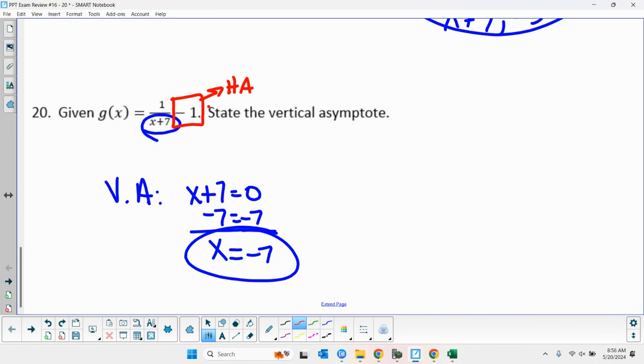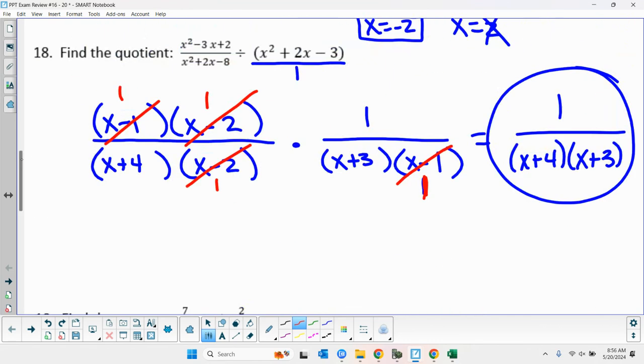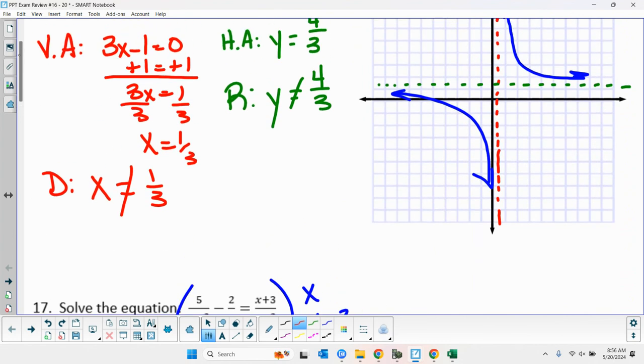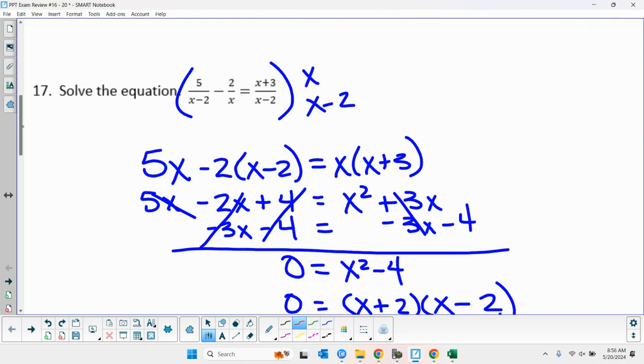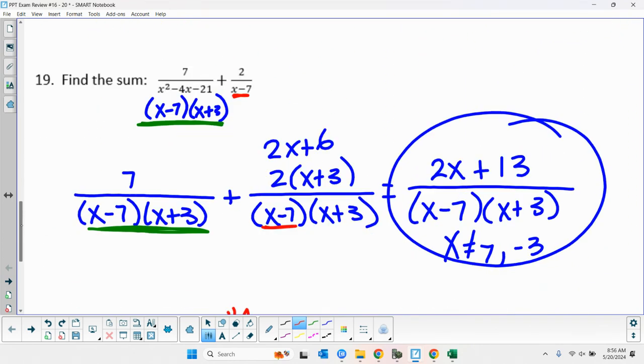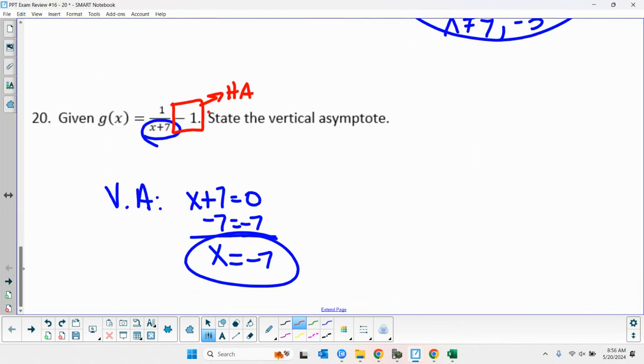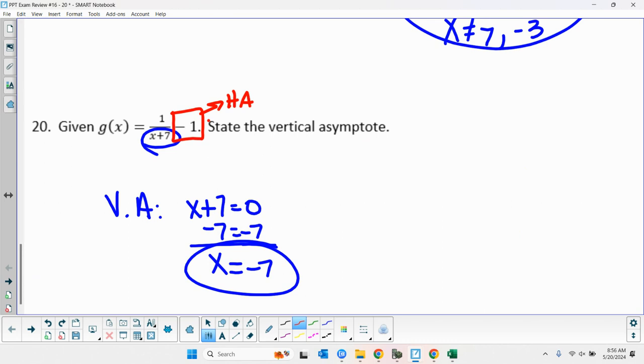Number 20 and 17 or 16 are different forms of the same type of problem. This was just a regular fraction over here. We had this fraction, and then we had the plus or minus whatever goes out here. So if it's -1, the horizontal asymptote's -1. If that was +1, horizontal asymptote would be positive 1. So whatever that is.